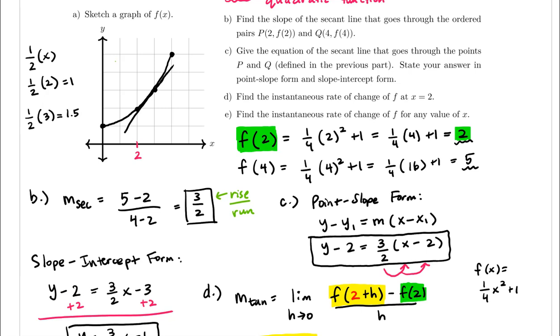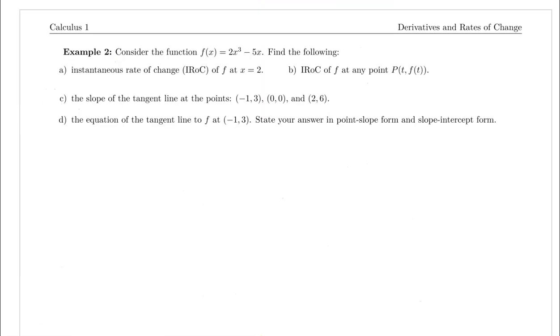So that is the function. And so the slope of our tangent line here at any value of x is equal to 1/2 times whatever the x value is at our point of interest. So that concludes this example. Example 2 says consider the function f of x equals 2x cubed minus 5x.